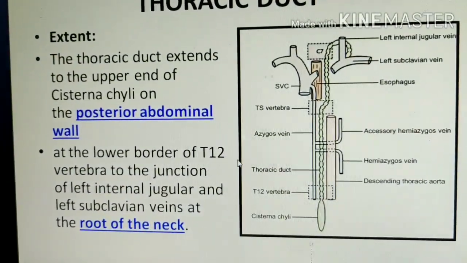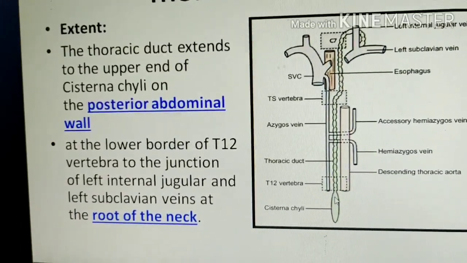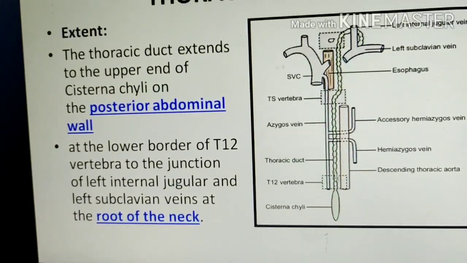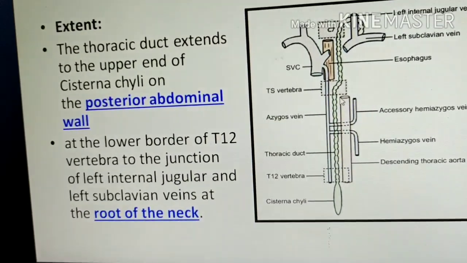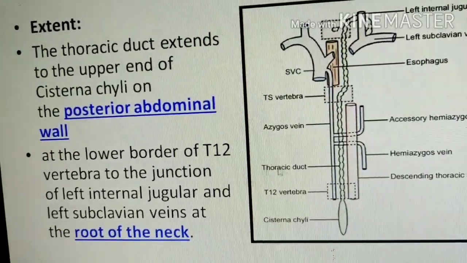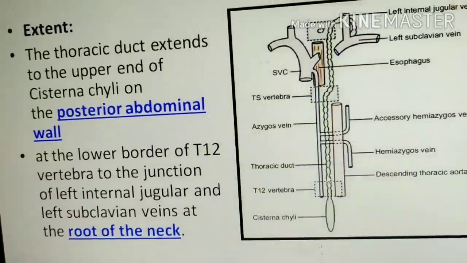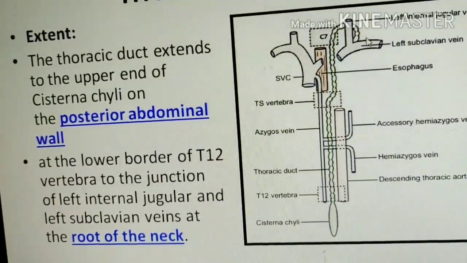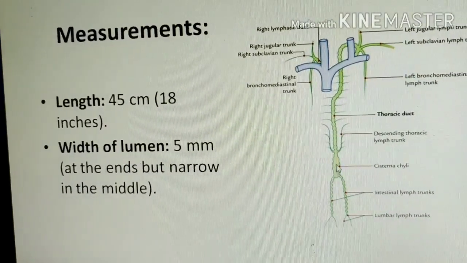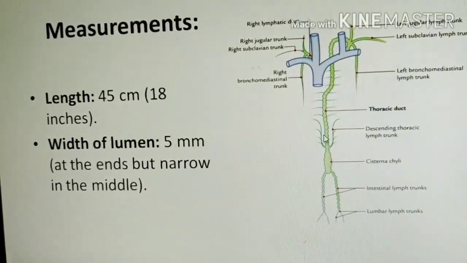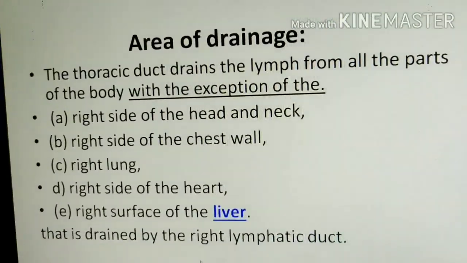Extent: from the upper end of the cisterna chyli in the posterior abdominal wall, it goes upwards through the aortic opening, enters the posterior thoracic wall, the posterior mediastinum. The beginning, at the bony level, is the 12th thoracic vertebra, and it ends in the root of the neck. Measurement: length about 45 cm and diameter 5 mm. Next, area of drainage.